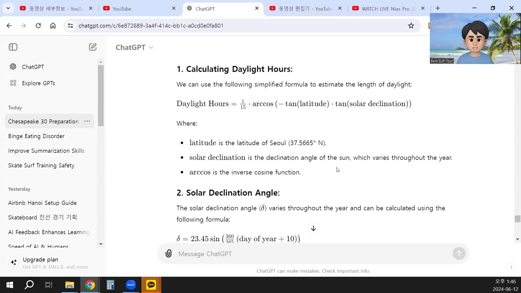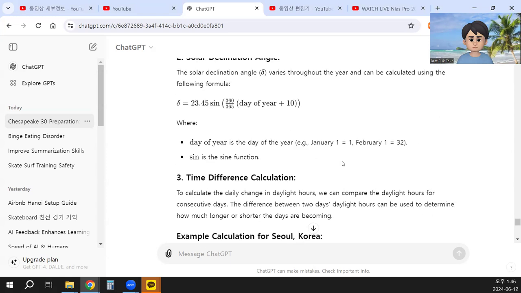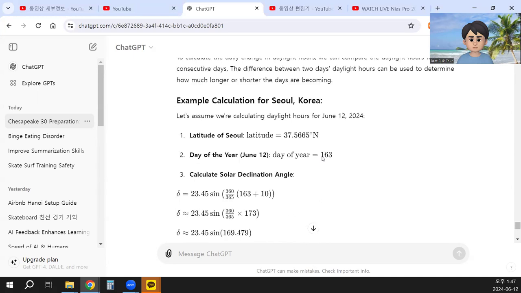Solar declination is the declination angle of the sun, which varies throughout the year, in the first cosine function. The solar declination angle is about 23.4, with 365 days and 360 degrees, and the day of the year, every day of the year, from January 1 to February 1 is 32. Sine function, time difference calculation.